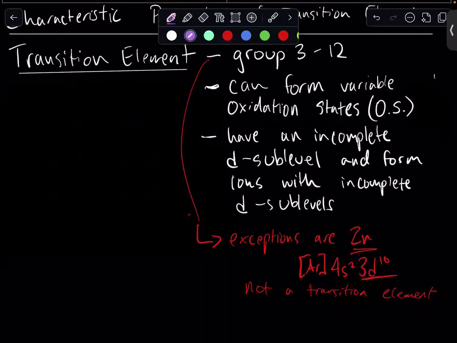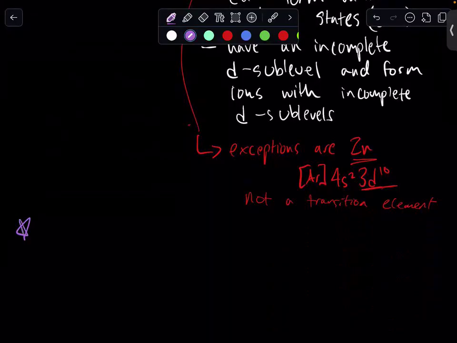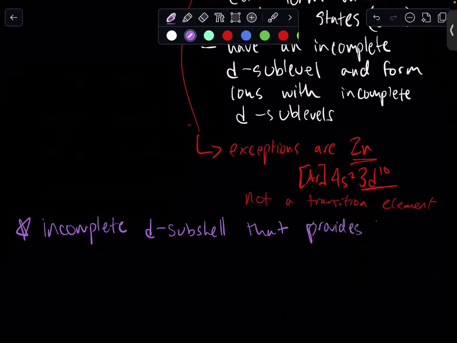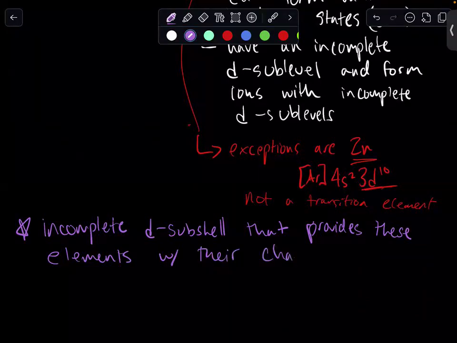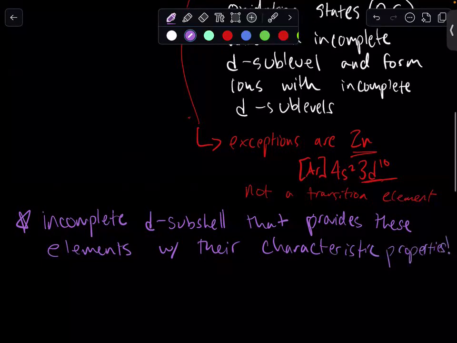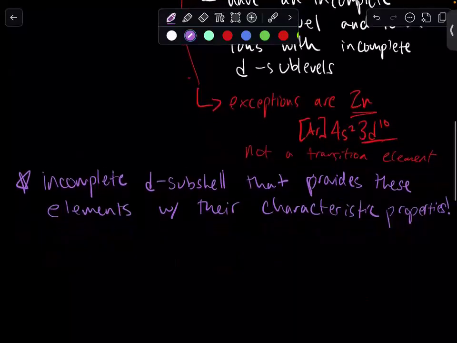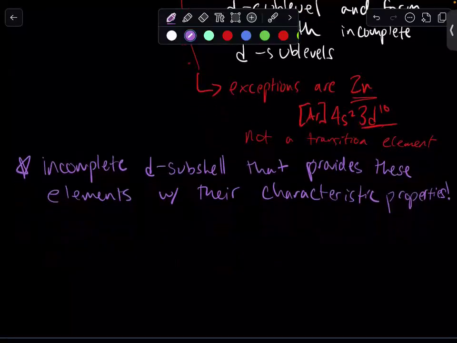So that's really important for us to keep in mind, because specifically it is the incomplete D subshell or sublevel that provides these elements with their characteristic properties. So we're going to go over what those properties are, each of them, and kind of explain it through.